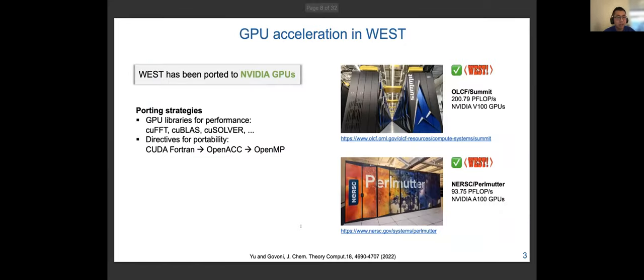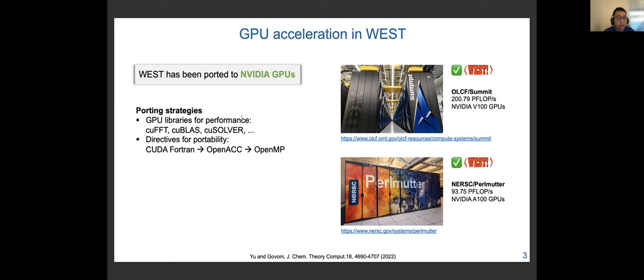Last year, we ported the West code to NVIDIA GPUs. It's tested and benchmarked on a number of GPU-enabled supercomputers, including Perlmutter at NERSC and also Summit at Oak Ridge. Our porting strategies are the following.